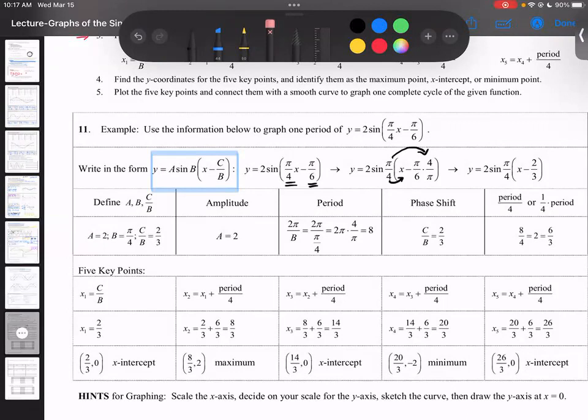Now you clean it up. Pi over 6 times 4 divided by pi. Well, pi and pi cancel. 4 over 6 is the same thing as 2/3. So that's your first step. You need to write it in this form. And if you forgot on exam 3, I will write it on the board for you. But you gotta factor out the B. You gotta factor out the B.